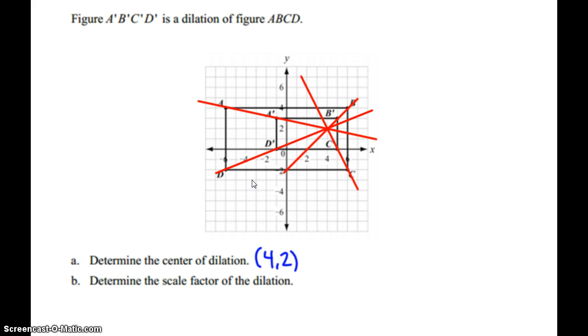Now it's also our job to determine the scale factor here. Okay, the scale factor, all I need to figure out is what did I multiply AD by. So I have 1, 2, 3, 4, 5, 6 units long, and then 1, 2, 3. So 6 times 1/2 will give me 3, so my scale factor is going to be 1/2. Alright, that's our focus on dilations. I'll talk to you later.